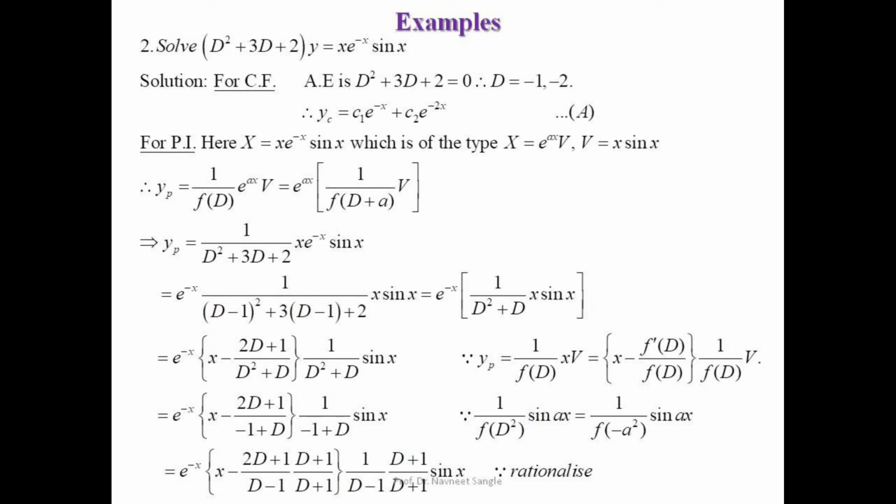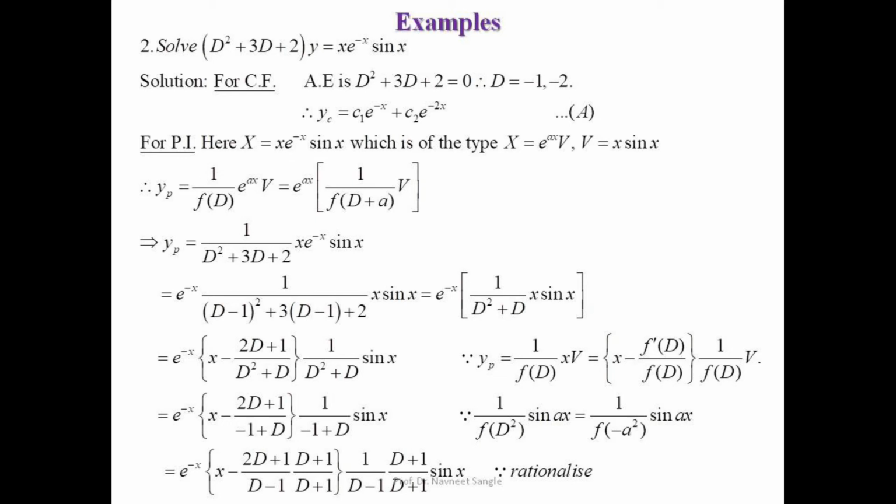So if we apply this formula, then this equation becomes e raised to minus x in bracket x minus, the denominator term is f of D, which is D square plus D, then the numerator term is f dash of D, which is the derivative of D square plus D, which is 2D plus 1. Then after the bracket, 1 upon f of D, which is 1 upon D square plus D, into sin x. If we apply the formula which is given, then according to this formula we get this step.